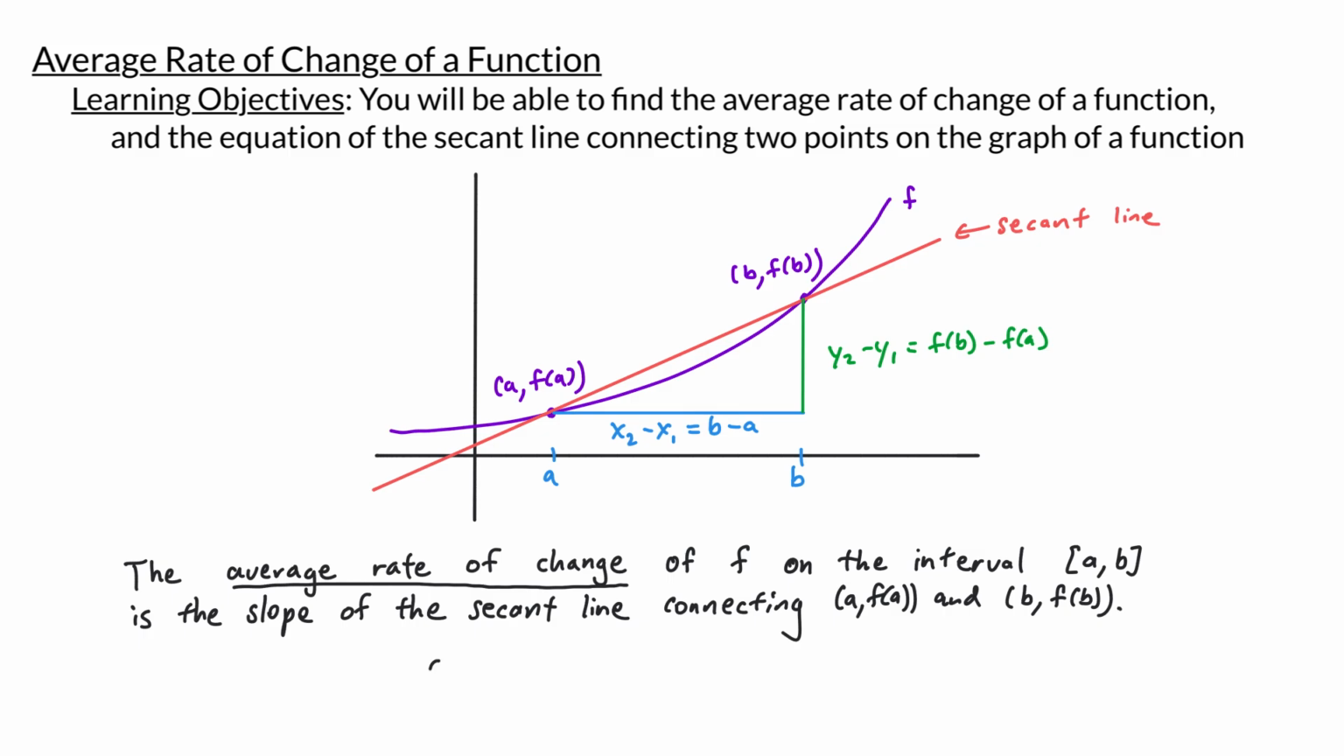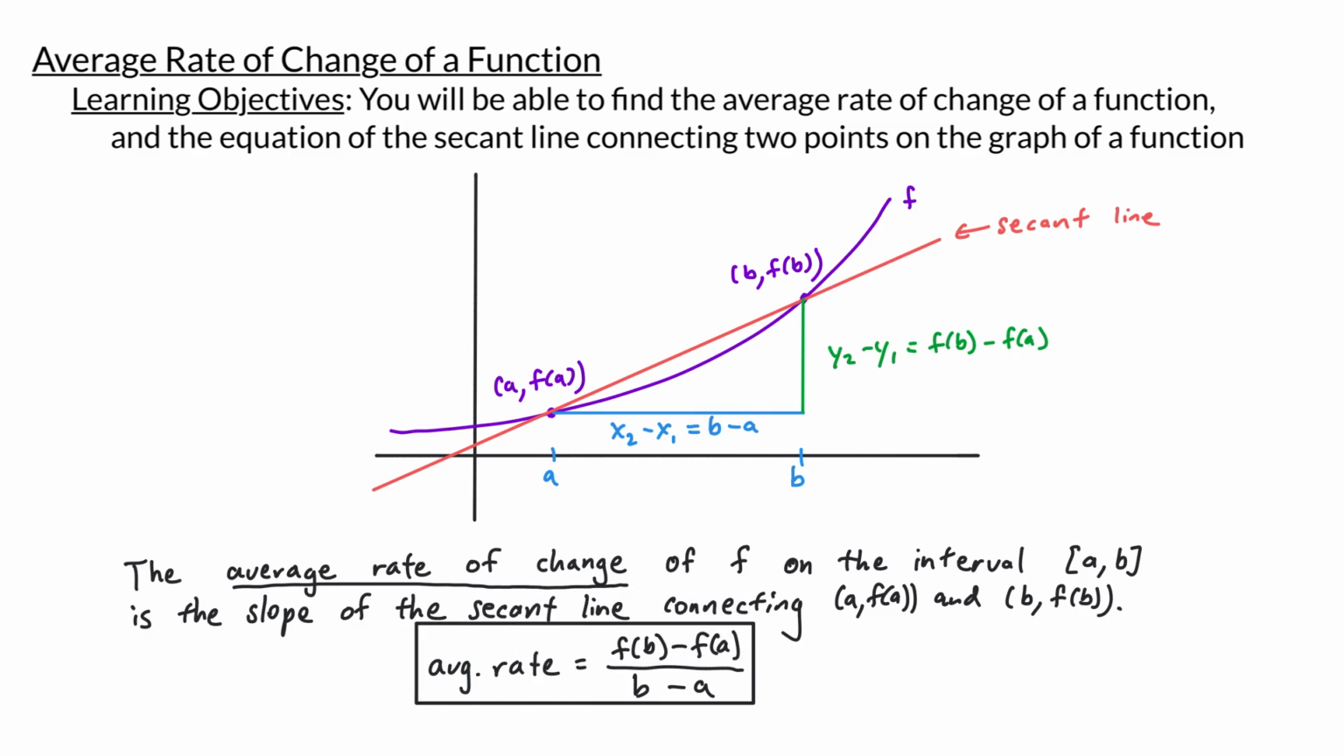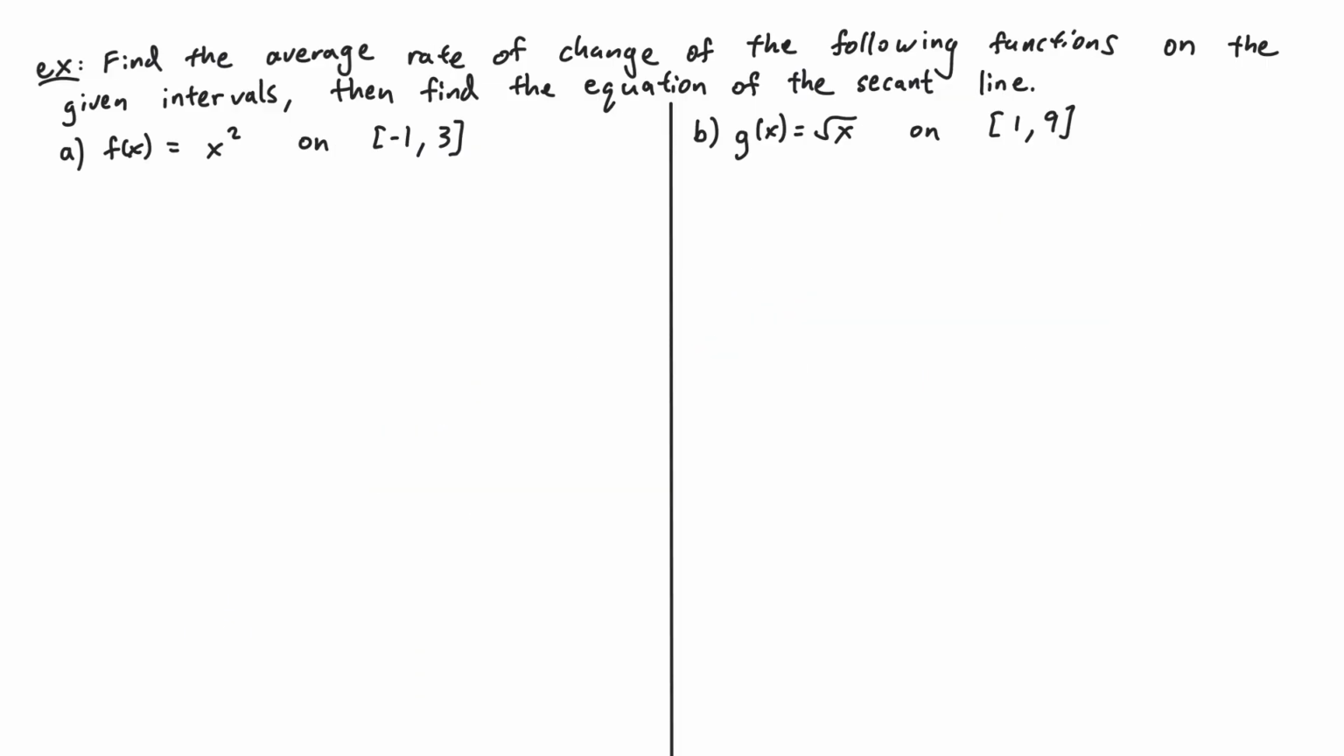So for our function f here, the average rate can be calculated by doing rise over run, which is f of b minus f of a divided by b minus a. So this here is the formula to find the average rate of change of our function f on the interval a to b. Let's now get some practice with some examples. For these examples, we want to find the average rate of change for the given functions on the given intervals. After we find the average rate of change, we'll find the equations of the secant lines.